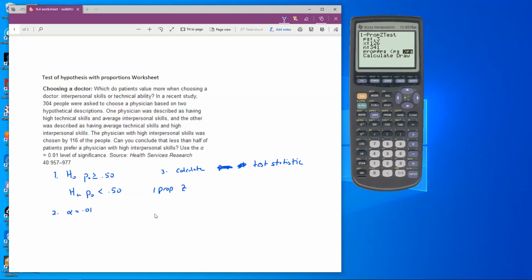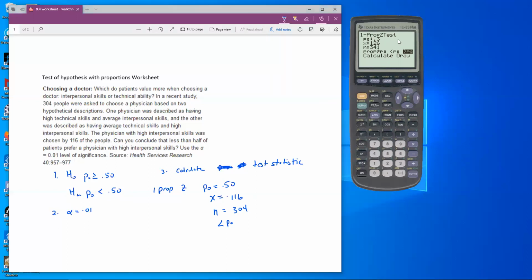Our p hat, or p naught, right? We're going to say p naught is equal to 0.50. Our x is equal to, let's see here. For the people asked, the one with high interpersonal skills was equal to 116. So we're going to type in 116 here. Our n, that was the number they gave us first, was 304. And we're going to go with less than, because our hypothesis says less than.